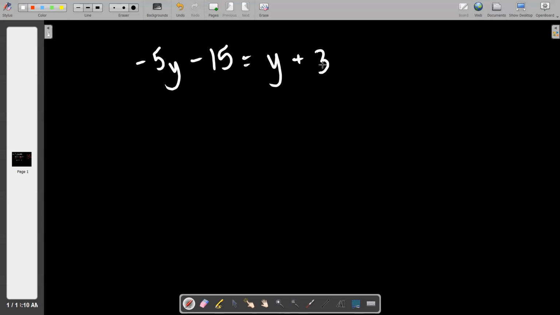I look at the variables. As far as I'm concerned, that -15 and that +3, they're dead to me. I don't even see them. They don't have y's. Not interested. I want to control my y's. And -5 is smaller than +1. So I say, well, -5, if I get rid of you, I'm guaranteed a positive. So I don't care about right and left. It's not important to me. So I'm going to do what Kyla said. I'm going to add 5y and add 5y.